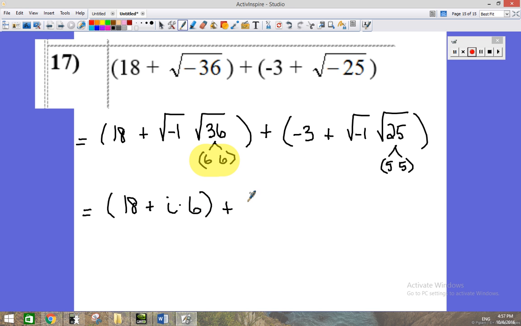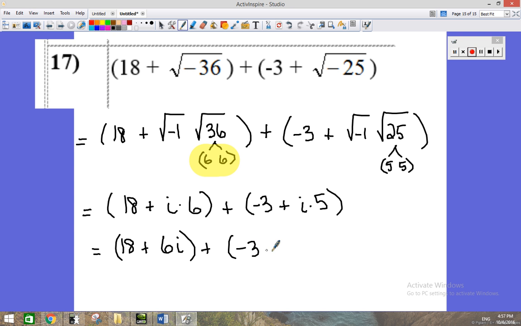This negative 3 plus, by definition, the square root of negative 1 is i, and that's being multiplied times the square root of 25, which, because 25 breaks down to 5 times 5, is times 5. But you won't see it written like that very often. I have 18 plus 6i. That's how you're going to see that written. And then I have plus negative 3 plus 5i.